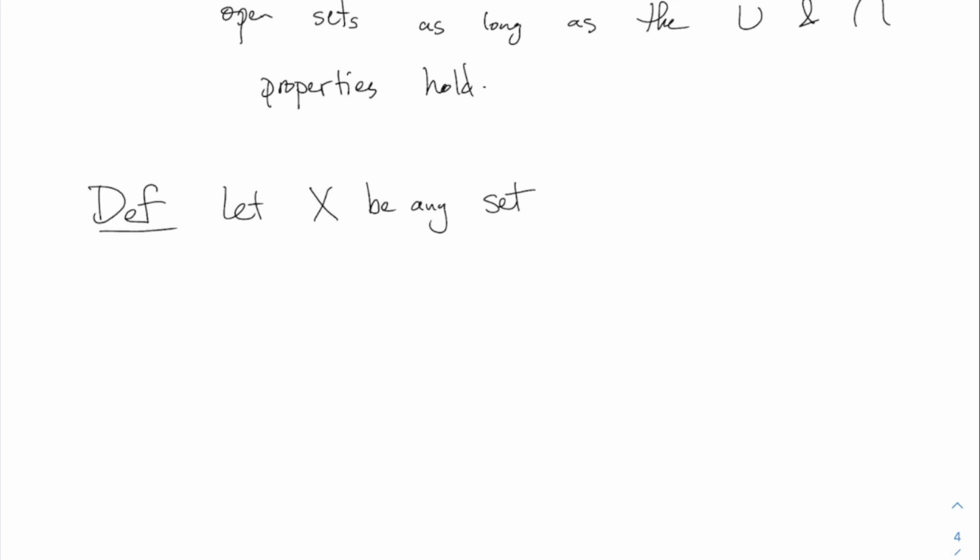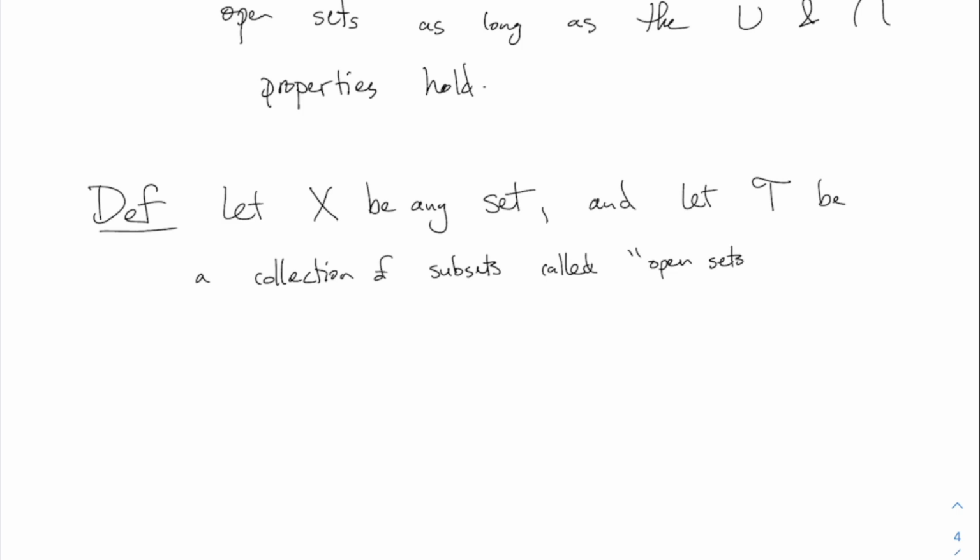And I'm going to also assume, let T, this is my fancy looking T, I hope you have a fancy font in your hand, let this be a collection of subsets that are going to be called the open sets. You can imagine them as being like open intervals inside of R or something, but they might not look anything like that. So they are just some subsets which we declare to be open sets.